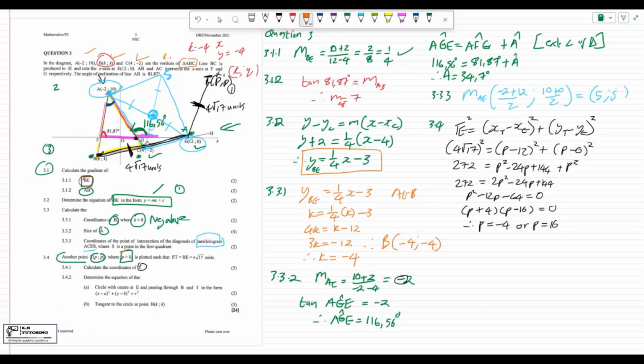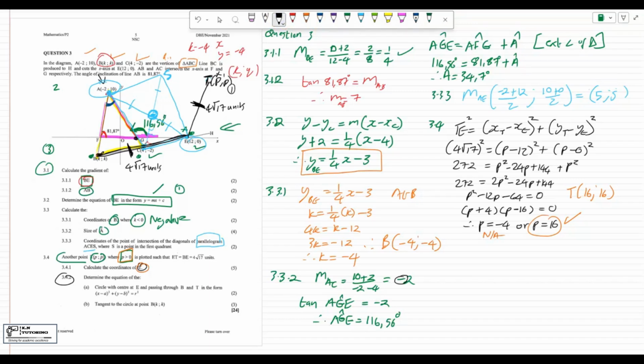They say p is greater than 0, so -4 is not applicable, and our final answer is p equals 16. Then you can say the coordinates of T are (16, 16), because they wanted us to find the coordinates. We must not only say p, we must show the coordinates. All right, beautiful. Let's move on.